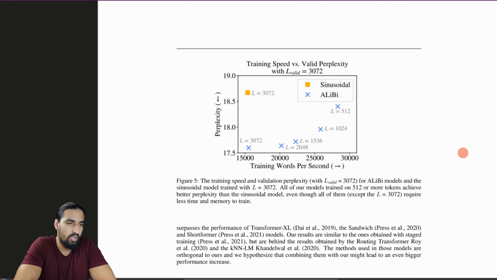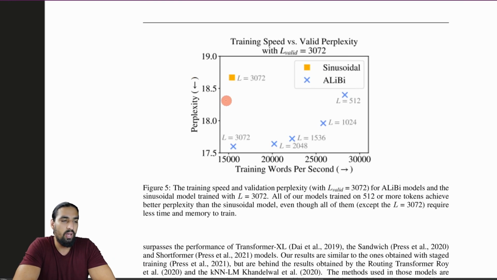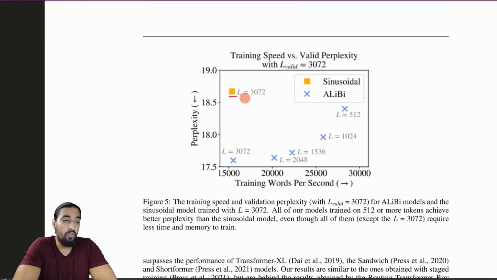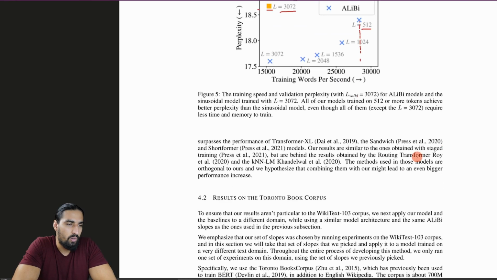They have one more chart where they show pretty much the same information. Again, training the sinusoidal model with 3072 has a bigger perplexity compared to a model that was trained with only 512 tokens, and it's way faster to train, because on the x-axis we have words per second during training time, and it still has a lower perplexity, and the evaluation is on this sequence, so that benefits this model. So again, just another chart that shows that they are better in this low data regime. Okay, not that interesting.